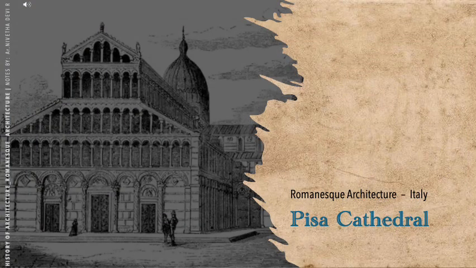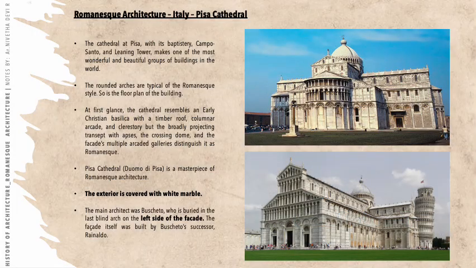Pisa Cathedral. The cathedral at Pisa, with its baptistry, Campo Santo, and leaning tower, makes one of the most wonderful and beautiful groups of buildings in the world. The rounded arches are typical of the Romanesque style. So is the floor plan of the building. At first glance, the cathedral resembles an early Christian basilica with a timber roof, columnar arcade, and clerestory, but the broadly projecting transept with apses, the crossing dome, and the facade's multiple arcaded galleries distinguish it as Romanesque.